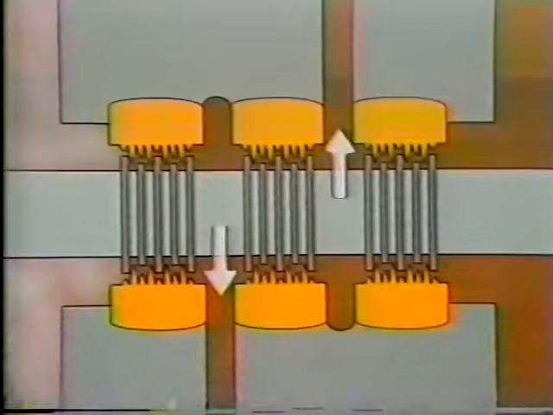This is a close-up illustration of one point where the shaft penetrates the casing. This is the shaft, the casing, the inside of the turbine, and the outside of the turbine. Steam is either supplied or exhausted through these lines.